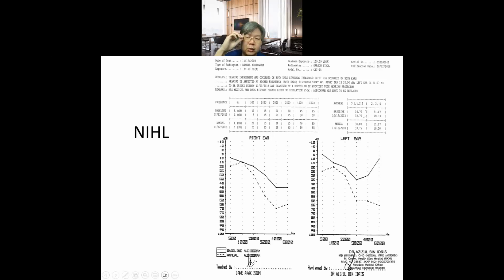For a good audiogram, we have to do 0.5, 1, 2, 3, 4, 6, and also 8 kilohertz. The new guideline specifically mentions that you have to include the 8 kilohertz. Last time, certain audiometry centers only did up to 6 kilohertz, which means we would not be able to identify whether there's a notch or not.